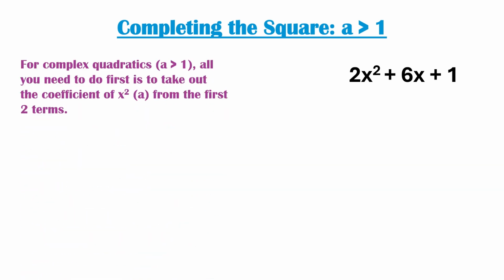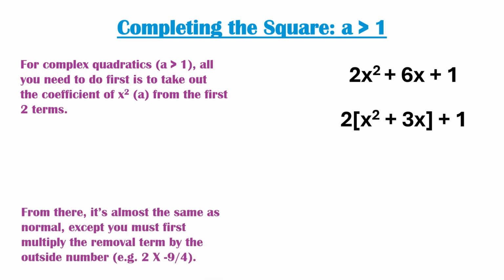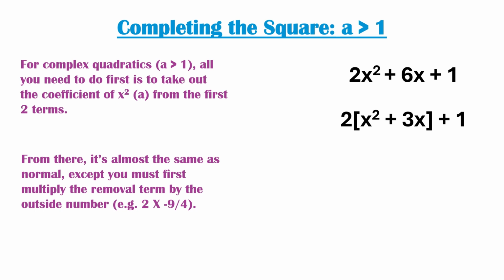Now for more complex quadratics, where a is greater than 1, such as 2x squared plus 6x plus 1, you first need to take out whatever the coefficient of x squared is. So in this case, you're taking out the 2, you're factorizing out of the first 2 terms. Leave the c term. That does not need to be messed with. It'll just make it more complicated. From there, whatever's in the brackets, you just do normally.